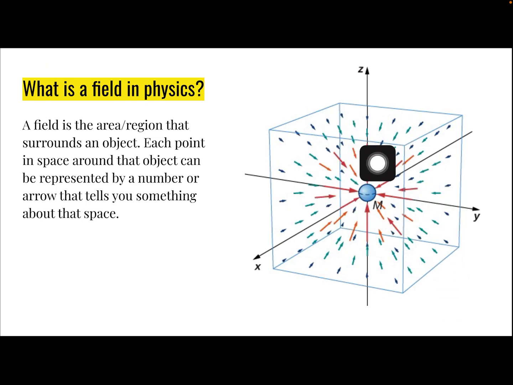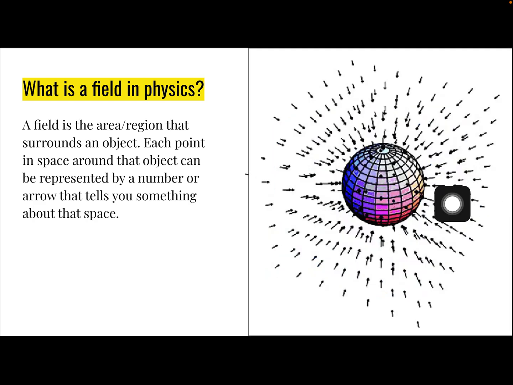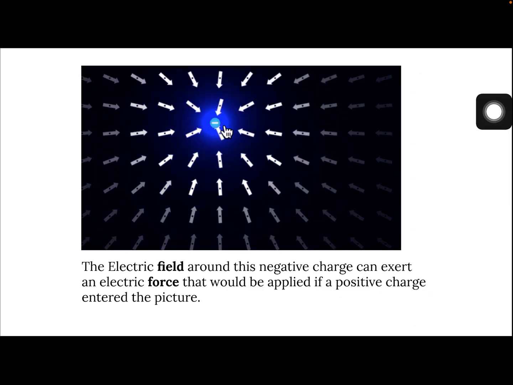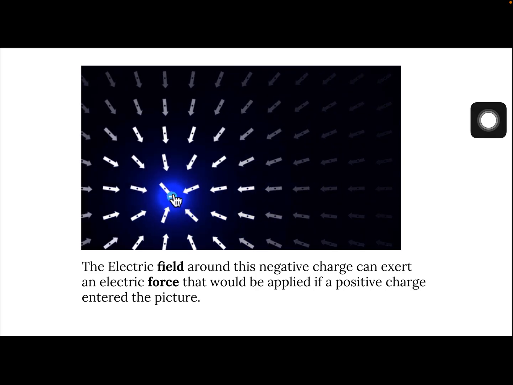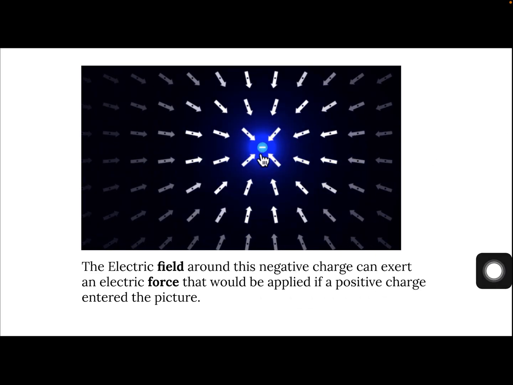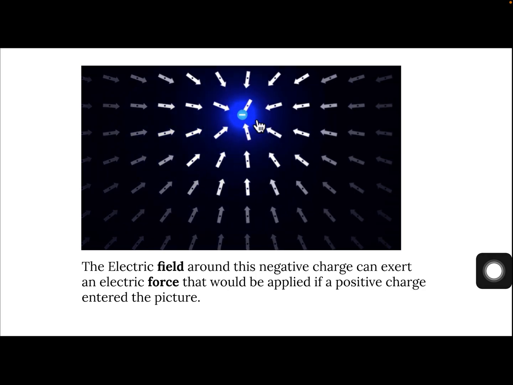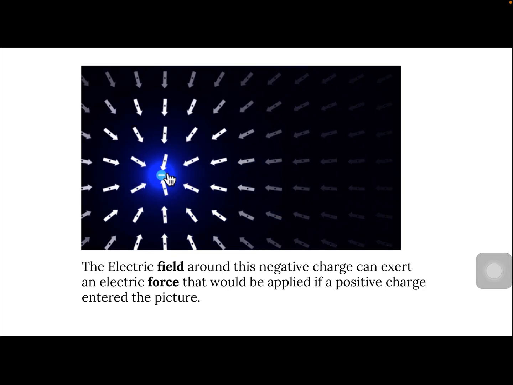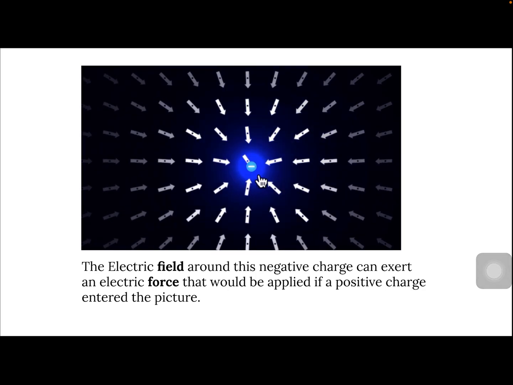This is a gravitational field, and it tells you that the gravitational field can exert the force of gravity if you were to place something with mass, or a moon, in this field around it. And again, here's another picture. See these arrows? It tells you how strong the force of gravity would be on a mass if placed in that field. Now, here's an electric field, and it's around a negative charge, and this can exert an electric force that would be applied if a positive charge entered the picture.